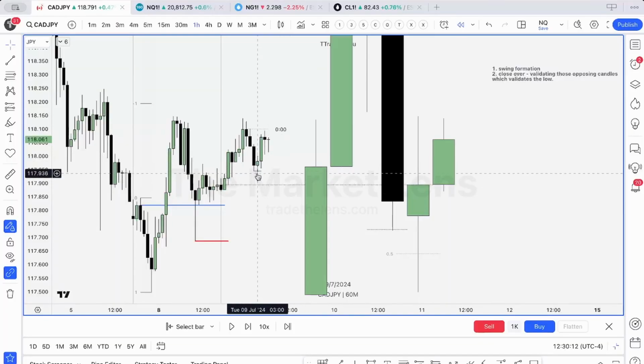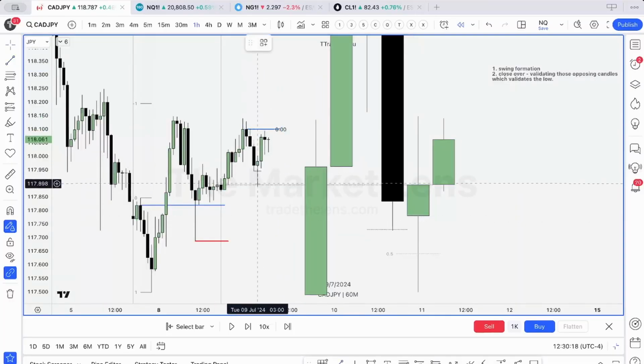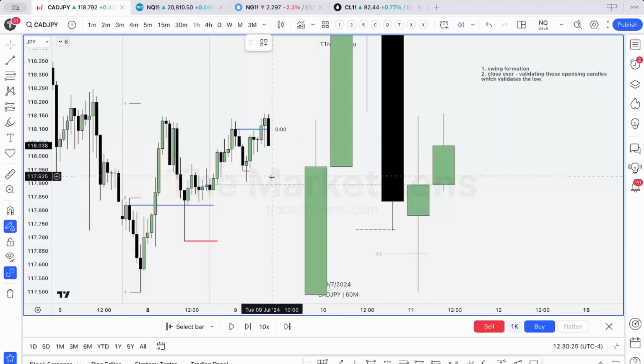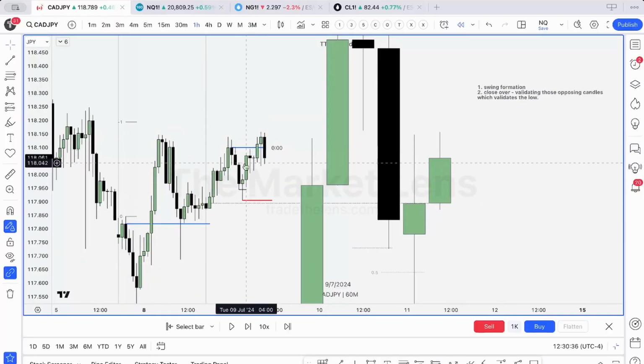Now, if we're going to confirm this low, where do we have to close over? Right here, validating this low and these opposing candles. So we let this play ahead and we get this close over. Now I can anticipate this low to be holding. And this is within the higher time frame candle 3. That is what I mean by the intra-candle change in the state of delivery. This is where I'm anticipating the low of this higher time frame candle to be.